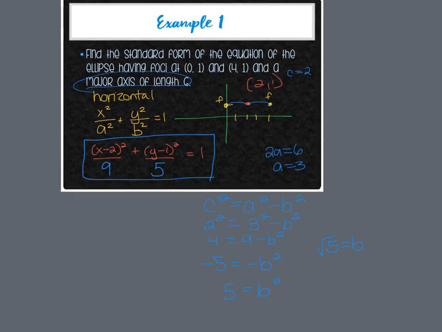I didn't have to graph it, but if you wanted to, from your center, you would go out 3 in both directions for your A. Those would be your vertices. And root 5 would be a little bit bigger than 2, so I'd go up a little bit higher than 2, down a little bit lower than 2, and I'd have my ellipse.